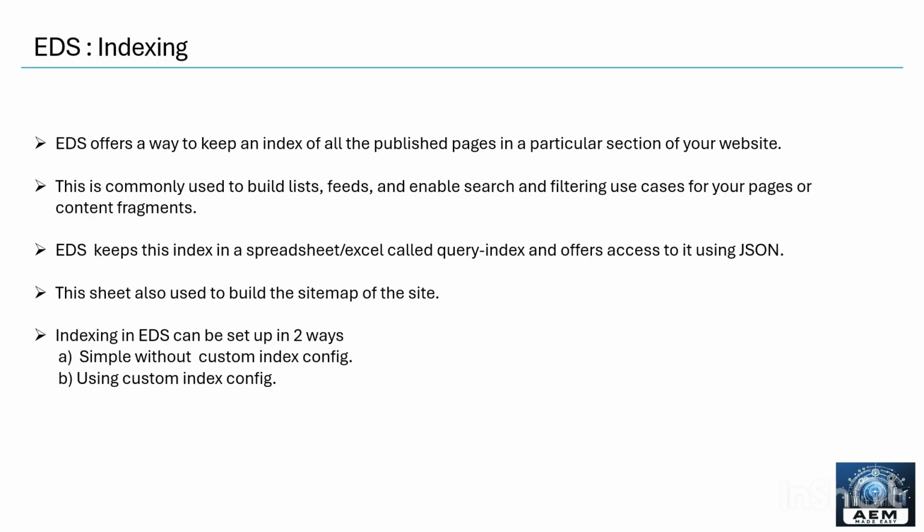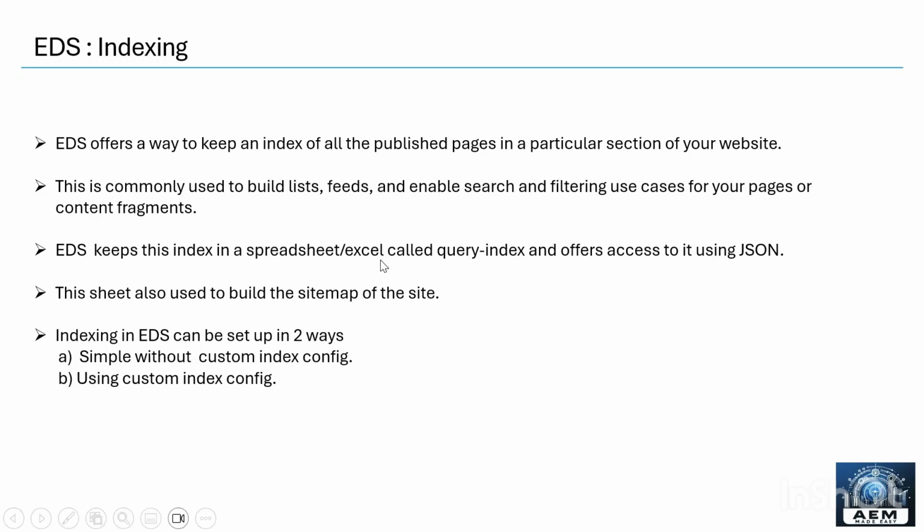And basically in EDS, indexing can be set up in two ways. One is where you don't have to do any coding or make any changes in your code repository. You just need to create a sheet. We need to create a spreadsheet or Excel workbook depending on what backend we have chosen. In our use case, I'm using Google Drive, so we will be creating a spreadsheet called query index.